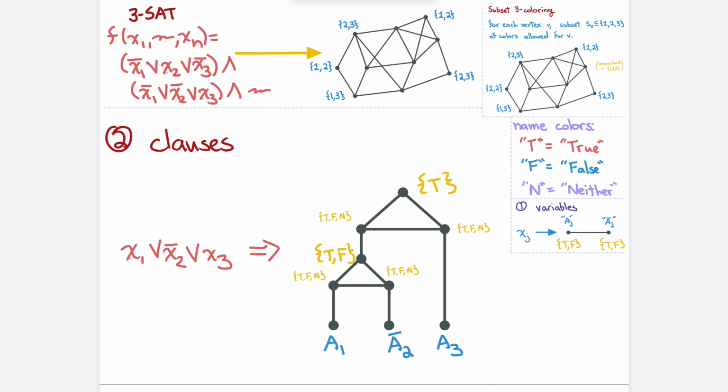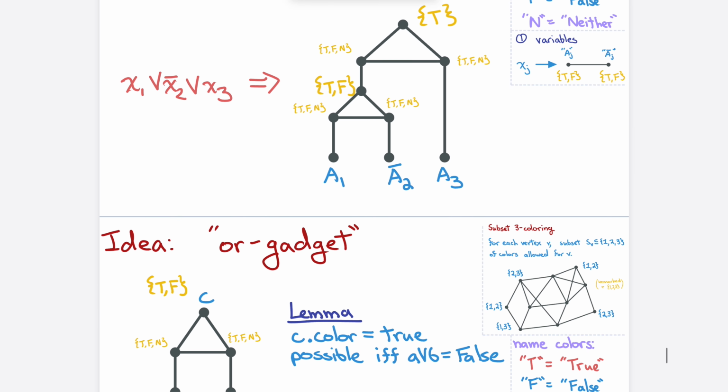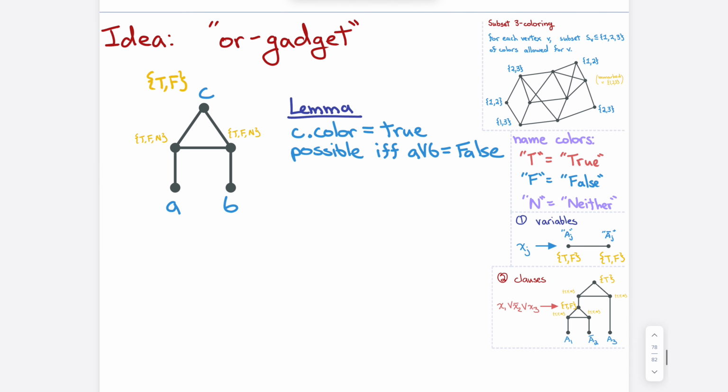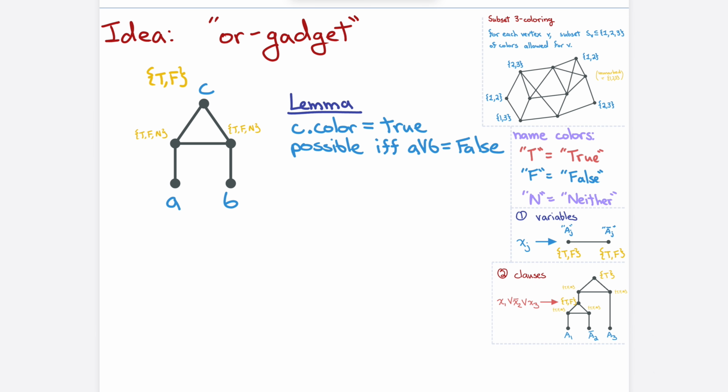Some crazy gadget. So how do you reverse engineer this? We just need to figure out how to do a pairwise OR. So take this gadget here. I have A, B, and then true, false, and true, false, and true, false.